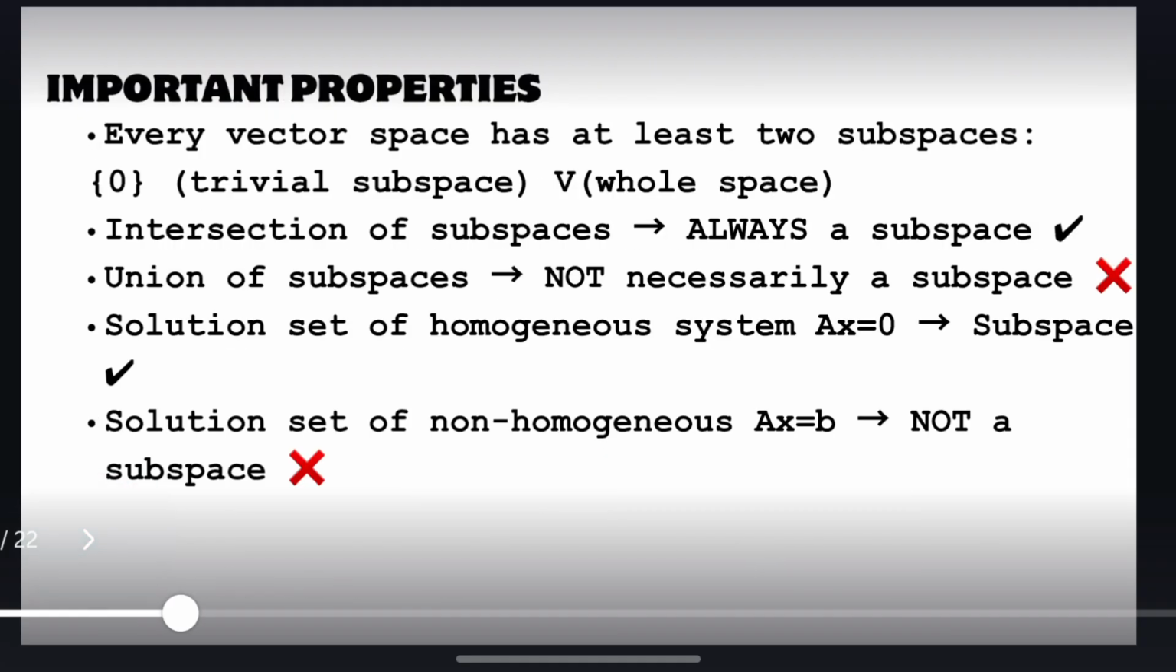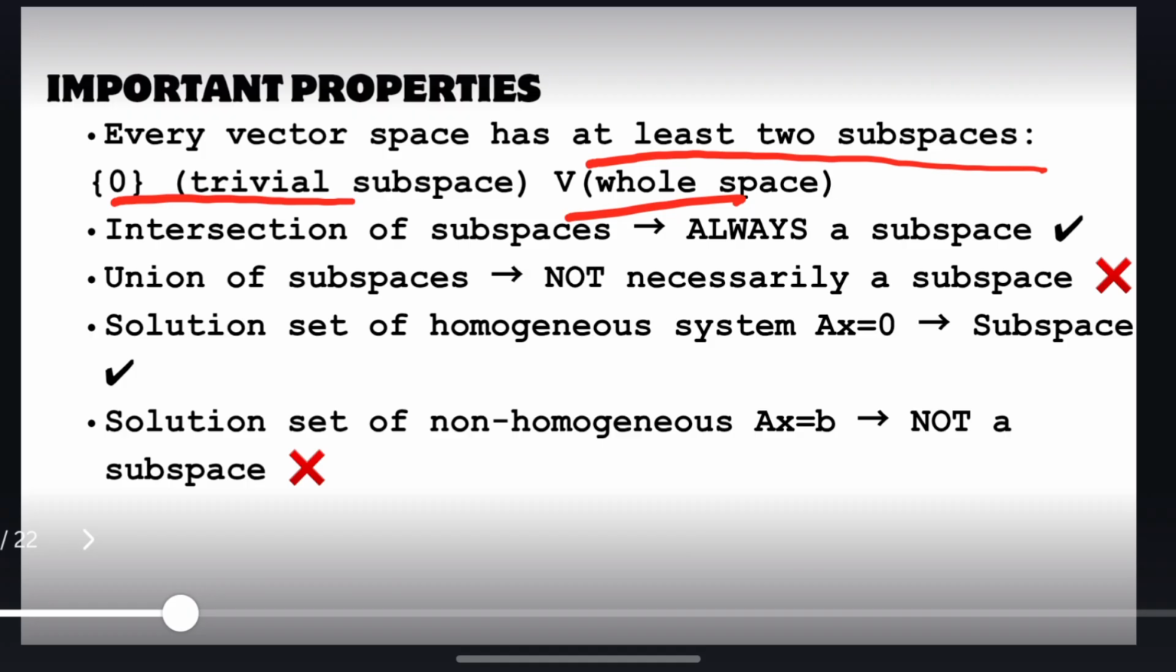Now see the properties. After that we can take examples for the subspace. So what are the important properties of a subspace? These properties are a must and important for the KSET and CSIR UGC NET exam. Every vector space has at least two subspaces. Zero is the trivial subspace and V is the whole space.